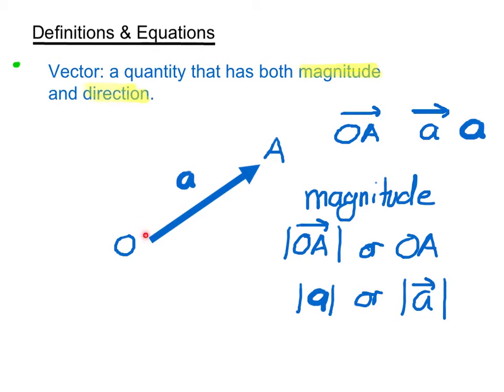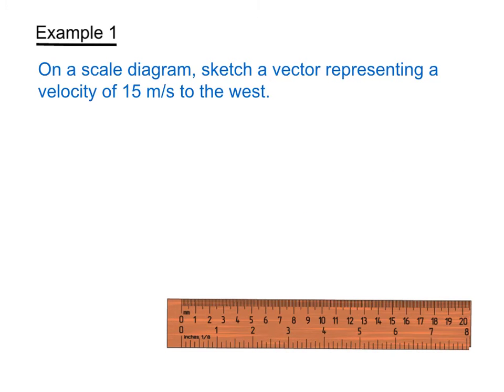So this vector emanates from point O and ends at point A, and you should be familiar with all the different notations for both representing the vector as a whole and representing just the magnitude of a vector.